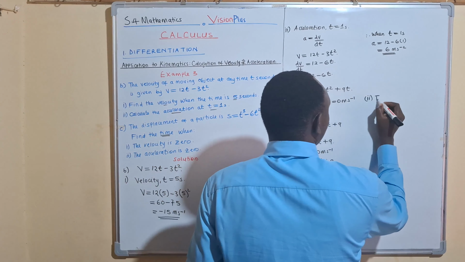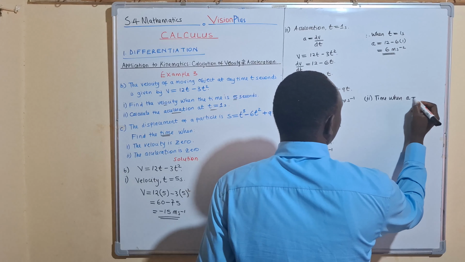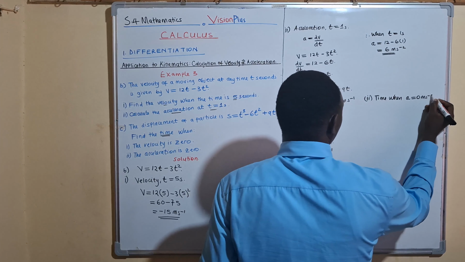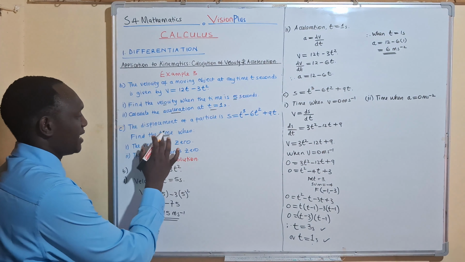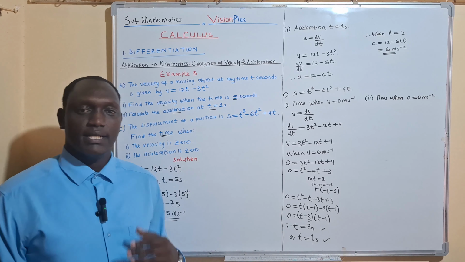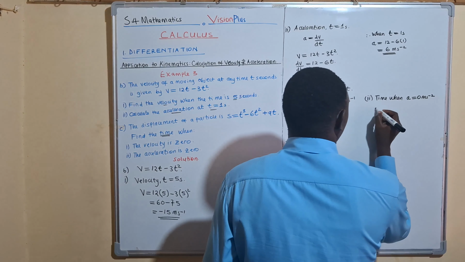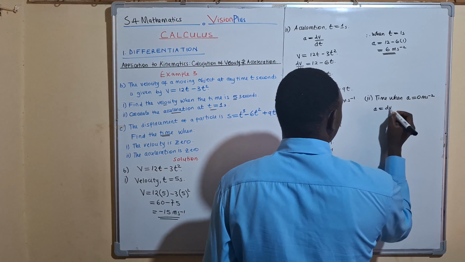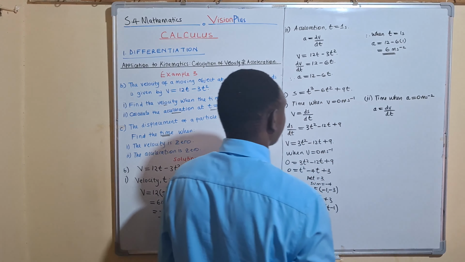They're asking for the time when acceleration is 0 meters per square second. That is what part B says. Find the time when acceleration is 0. Let us first get the expression for acceleration at any time t. And we know clearly that acceleration is given by dv/dt, that is the rate of change of velocity.